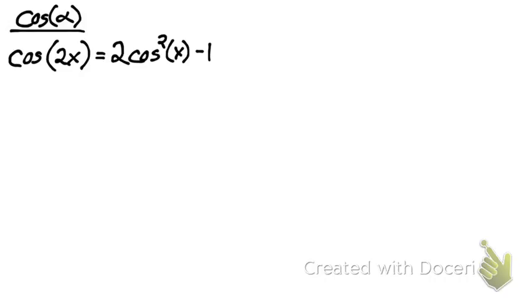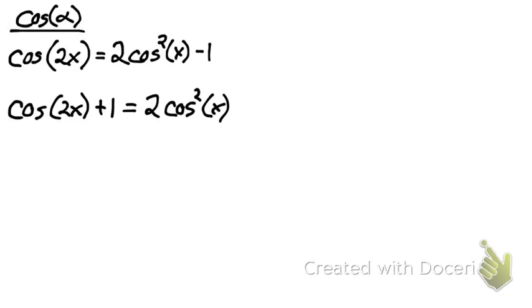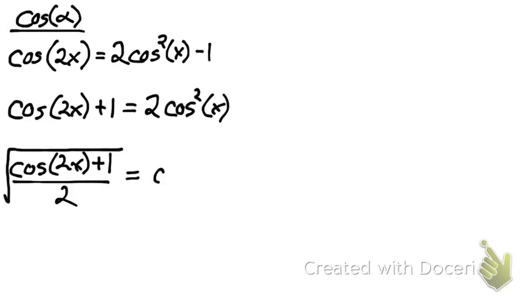Okay, so we have to use this formula. I'm going to go ahead and simplify it because we're solving for cosine alpha. I'm going to solve it for cosine x. So I'd add 1 to both sides, which would give me cosine of 2x plus 1 equals 2 times cosine squared x. I'm going to do 2 steps here. I'm going to divide both sides by 2, which would give me cosine of 2x plus 1 divided by 2. And I would have cosine squared, so I'm going to take the square root of both sides just to get the cosine x alone.